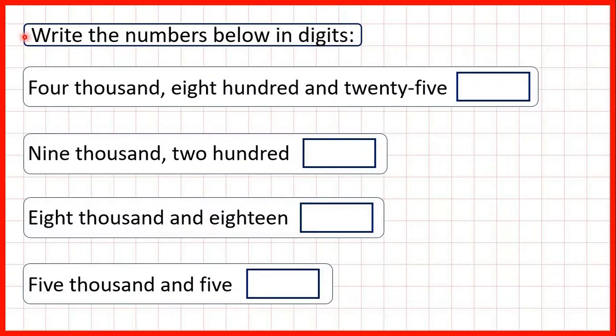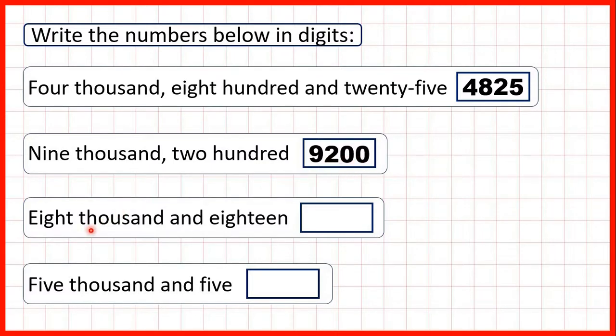We need to write the numbers below in digits. So here we have numbers written in words, and we can see that in each of our numbers we have the word thousand, and that tells us that our number will be at least 4 digits. So first we have 4 thousand, 825. So we can write 4 as our thousands digit, and then we can write 825 as 825. Now we have 9 thousand, 200, so we can write 9 as our thousands digit and then write 200, that's 200.